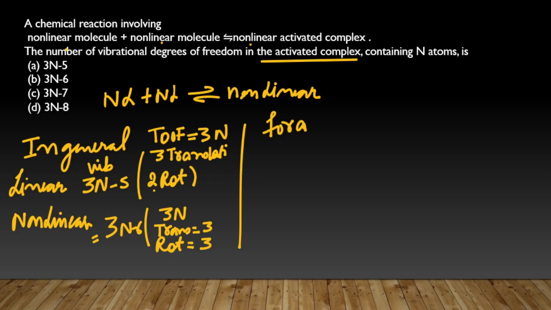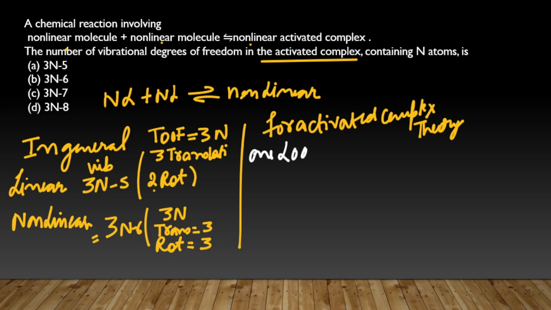activated complex theory, we have one loose vibrational degree of freedom. This was an assumption made in this theory. So that degree of freedom has to be subtracted from the total. That is for the activated complex theory, if you are talking about it.